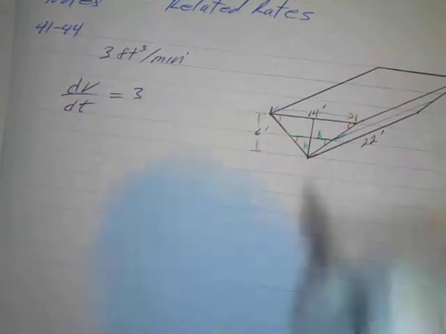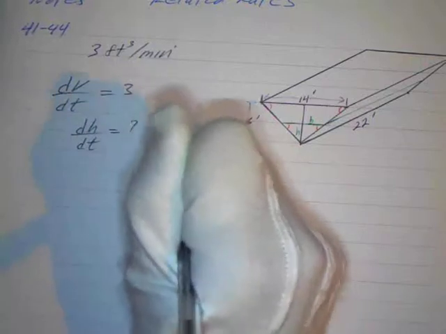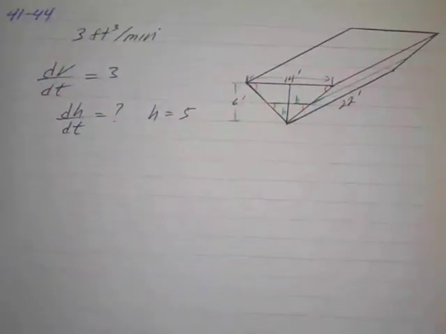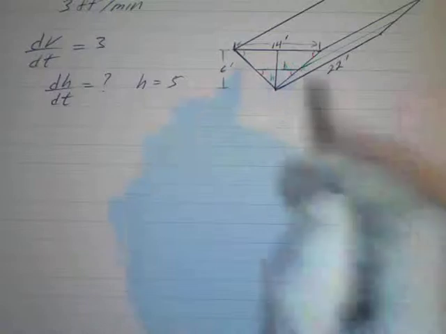So we're looking for dh/dt, how fast this water level is rising, when h equals 5. Kind of like my last example. Okay, so we're going to use similar triangles again to get a relationship, but first of all, let's write the volume.